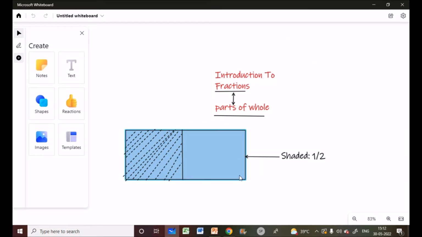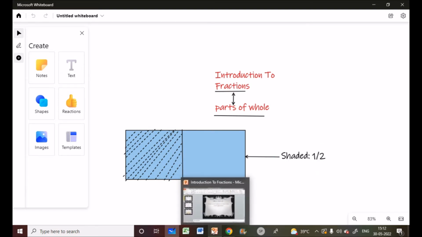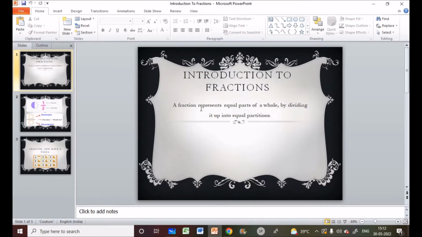This is a rectangle and I have divided it into two parts. Part number one, part number two. So I have shaded one part. So how much part is shaded? One part out of two, right? So how will we represent that? 1 by 2. To understand this better, I will show you a presentation.